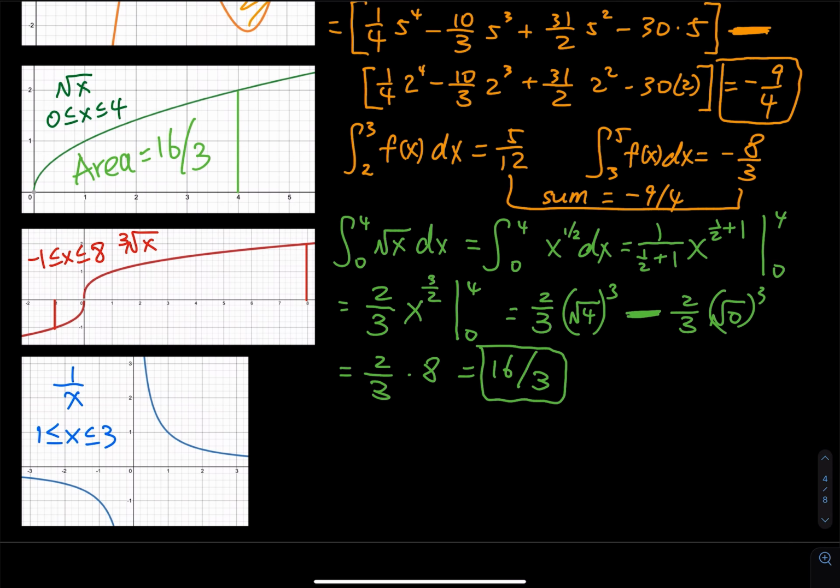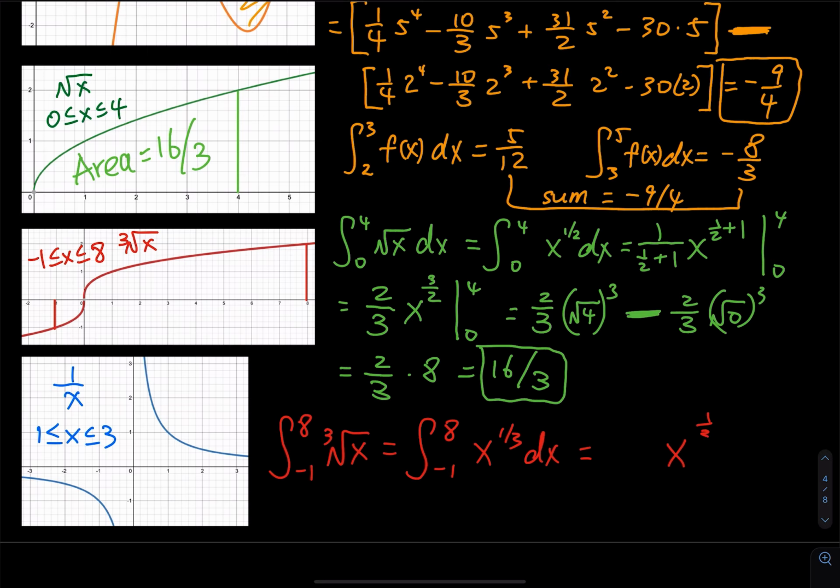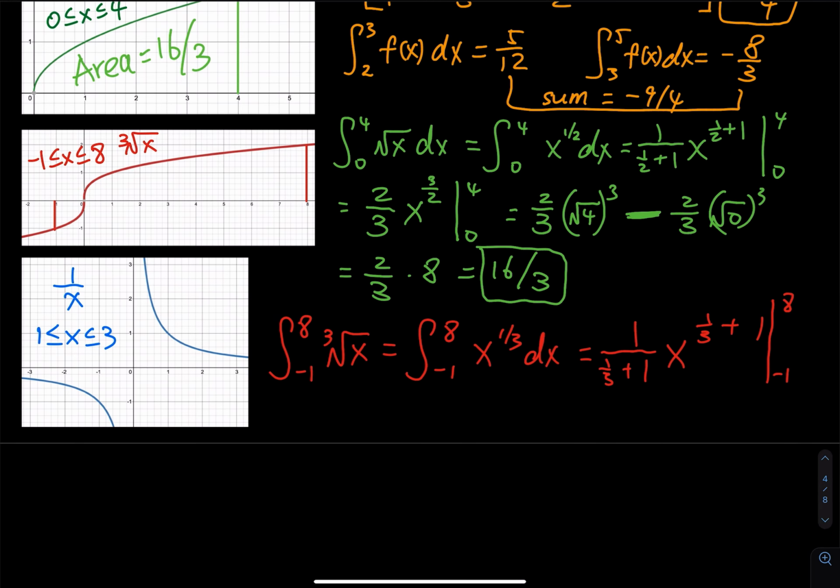Okay. So we have the integral from -1 to 8 of the cube root of x, which equals the integral from -1 to 8 of x to the 1/3. And then antiderivative. So we have x to the 1/3 plus 1, and then 1 over the whole thing, such that x goes from -1 to 8. And then what is next? So we have x to the 4 over 3, right? So we have a 4 over 3 and then a 3 over 4.